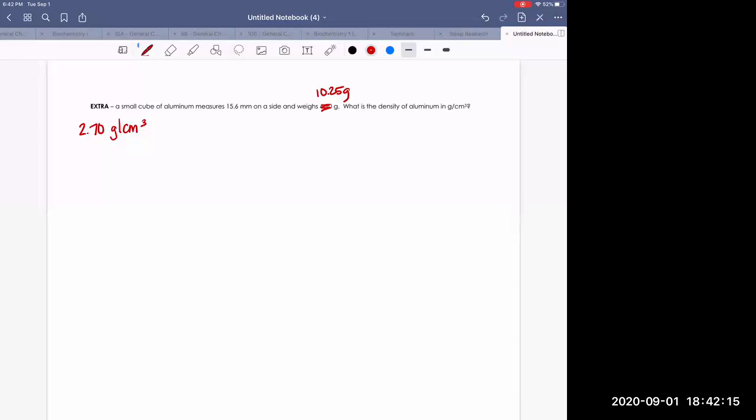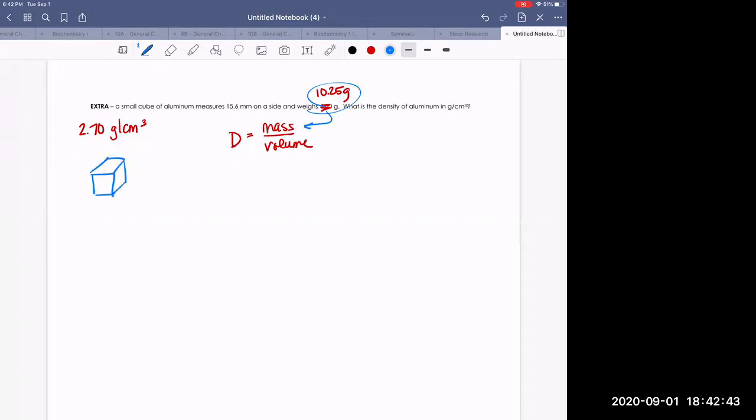So with this one, this is a little bit of a different kind of unit conversion problem, because at the end we need to find density. You do need to know that density is a relationship between mass and volume. So if we're going to calculate density, we need to know the mass of the substance and then the volume that it's contained in.